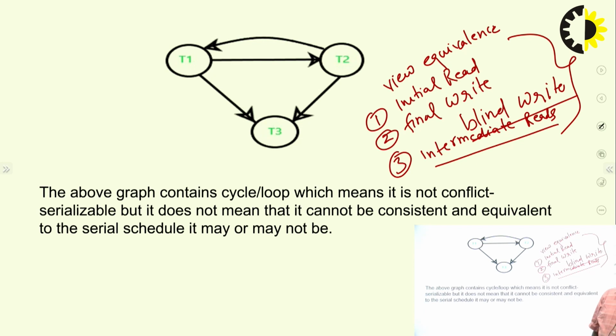If any serial schedule is available with the same scheduling, like if in a non-serial schedule T1 does the initial read and T2 does the final write, and all intermediate reads are in the order of T1 to T2, then we have to find a serial schedule that follows the same type of order. If we get that order, then we can say that this type of schedule is view serializable.